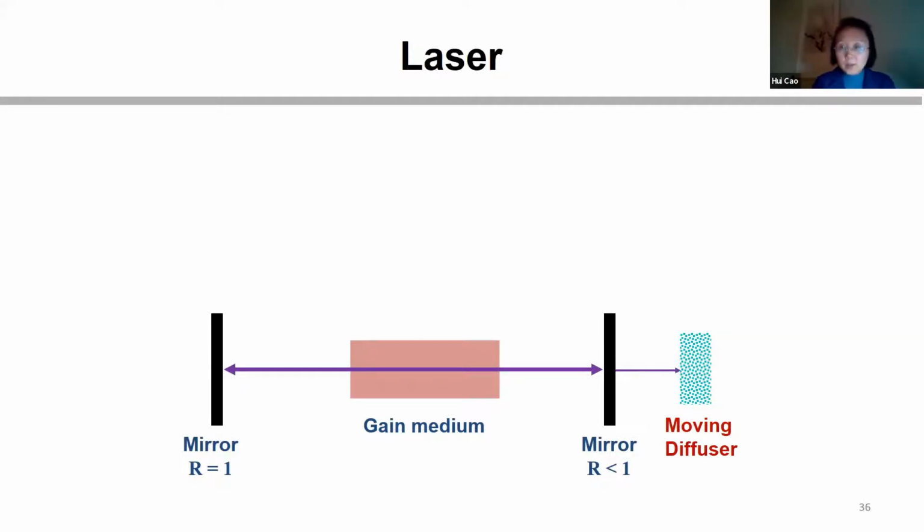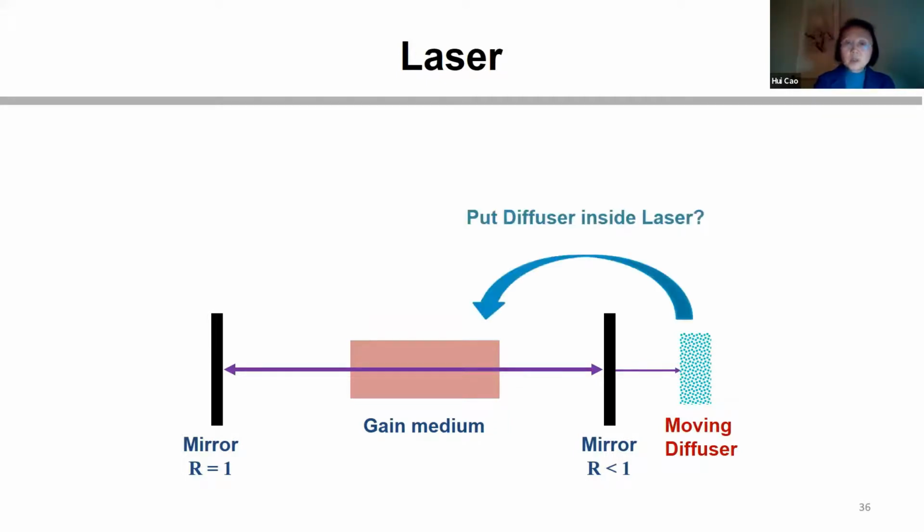So rather than doing this, why not just put this disordered diffuser into the laser cavity? Then we can remove the high coherence from the beginning. In this way, we don't have to first make a coherent laser and then lower the coherence. We can do it in one step. Then you may say, when you put the diffuser inside the laser cavity, you will probably reduce the coherence, but probably also kill the laser. Can it still lase?